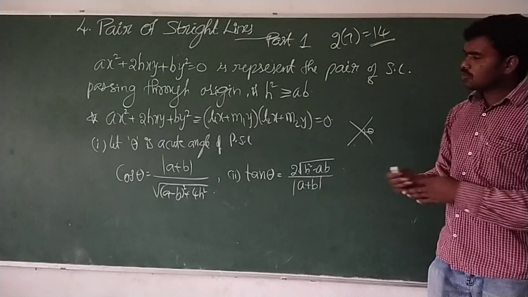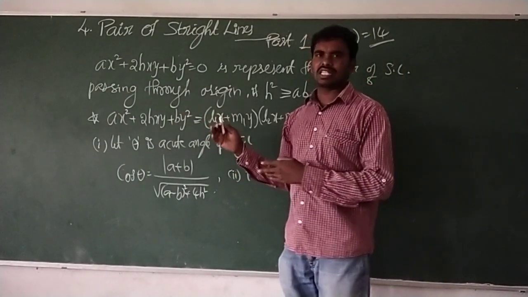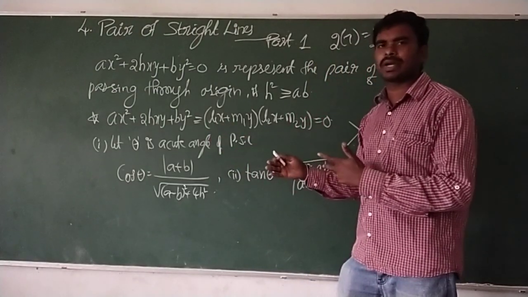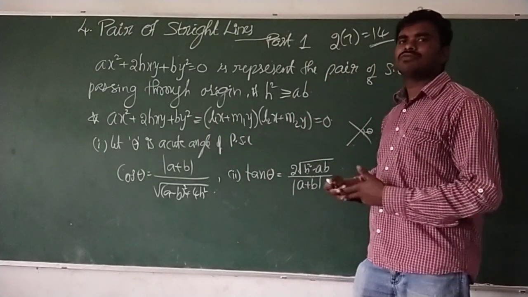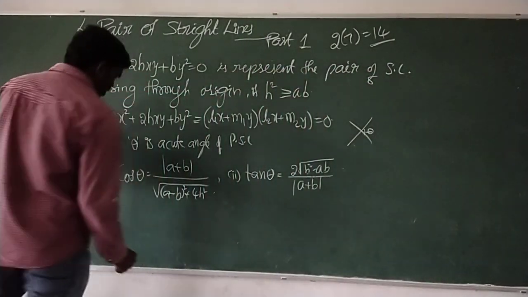Is it clear? Suppose there are two straight lines. Suppose those two straight lines are perpendicular, then what is the condition? If two straight lines are coincident, what is the condition? Okay, so two more conditions.